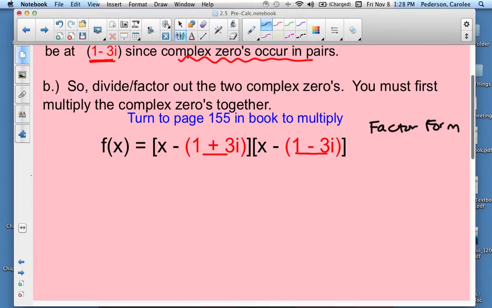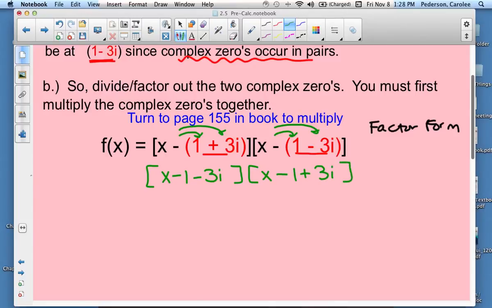Before I multiply them together, I'm going to rearrange the order of these terms. So I'm going to distribute a negative through. So I get x minus 1 minus 3i. And then do the same thing in the second bracket. Distribute a negative through. And then I'm going to regroup the first two terms and the first two terms.